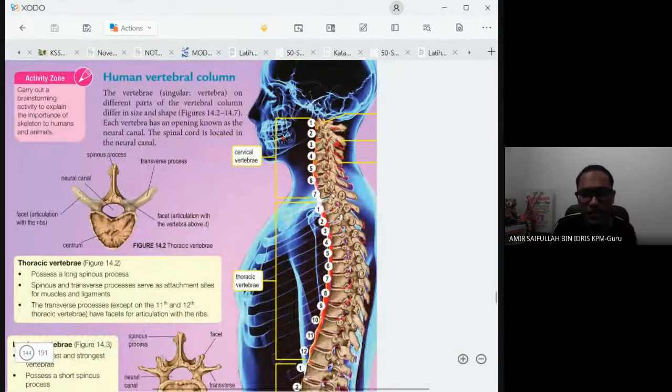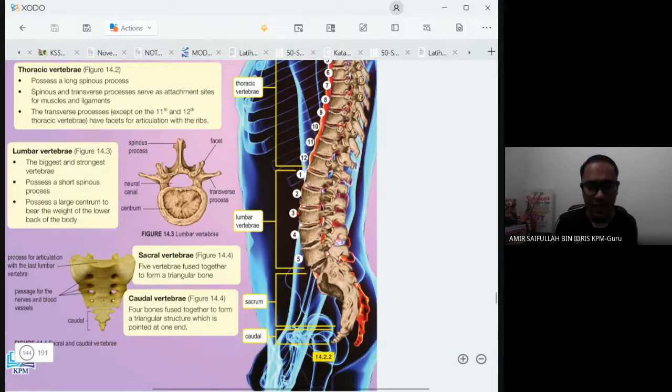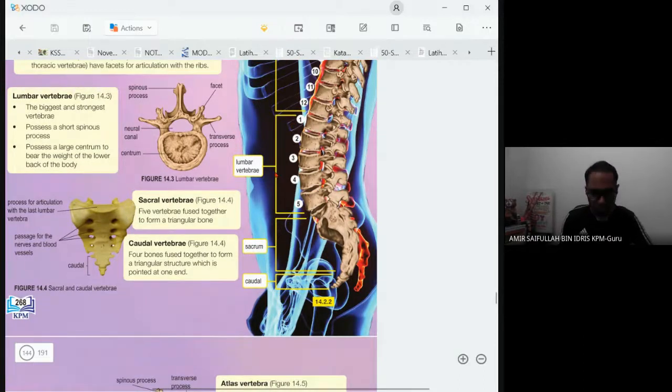The first part is called the cervical vertebrae. Kalau kamu tengok perkataan cervical, it means neck. Okay, it refers to all the neck punya vertebrae. Cervical means neck. Next, second one is the thoracic vertebrae. If you see thoracic, maksudnya chest. Thoracic means your chest, dada kamu. So, from your dada, the whole dada, you have the backbone. So, yang tu kita panggil thoracic vertebrae. Next, dekat perut, dekat bahagian belakang perut, yang tu kita panggil lumbar vertebrae.